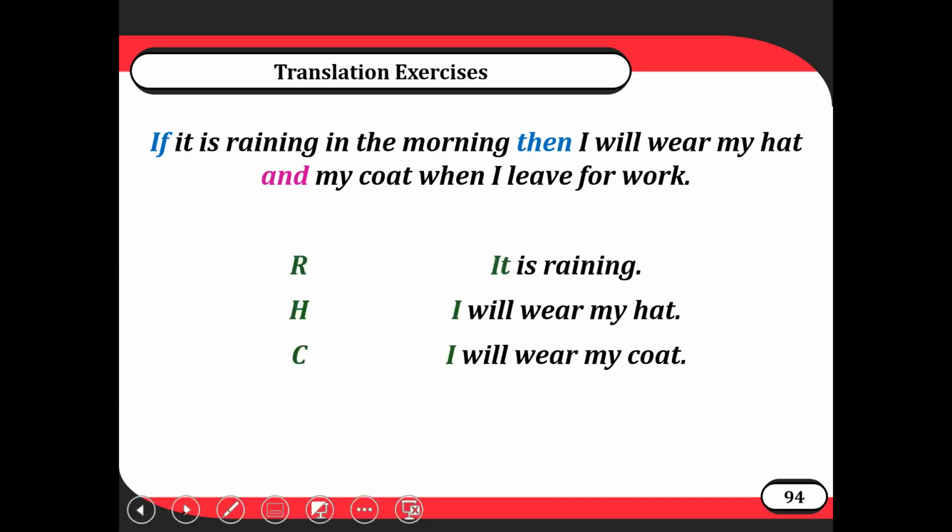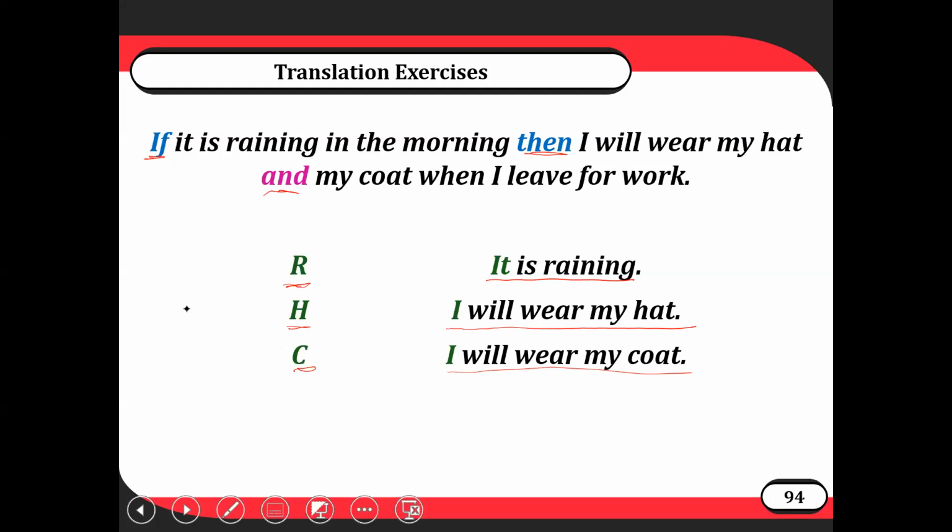So then maybe I break it down: it is raining is R, the proposition R. I will wear my hat is the proposition H, and I will wear my coat is the proposition C. And I found these atomic propositions basically by scanning for the keywords and then breaking it down around them. Since I know how these things are structured, I can take out the atomic propositions.